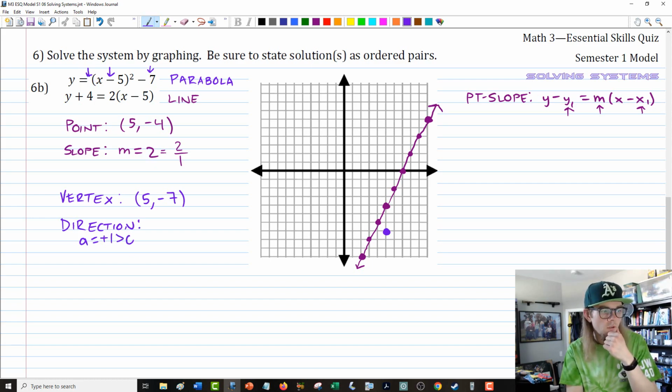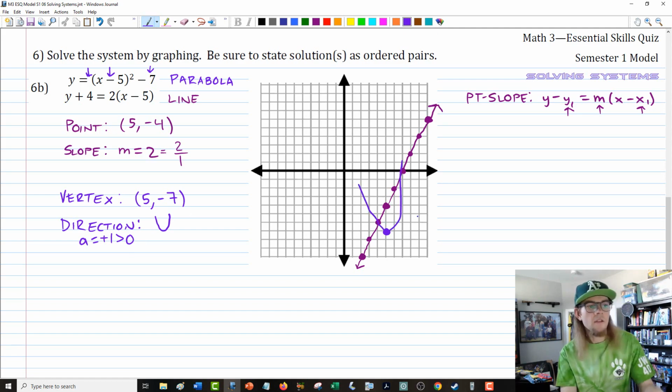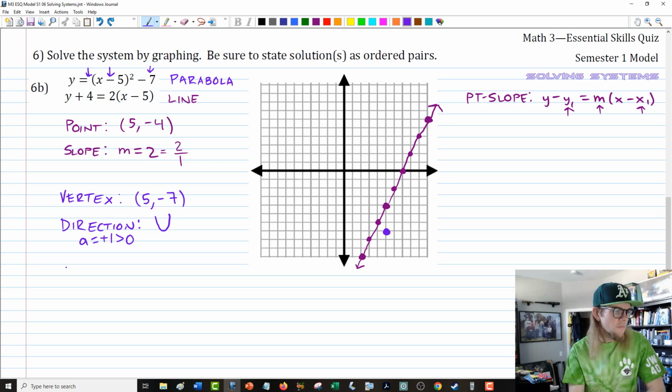And since 1 is greater than 0, this is going to be a happy or opening upward parabola. So we've got that piece. So we know it's going to look like that. We just don't know where exactly the intersections are going to happen. So to find those, we're going to create a quick little table of values. And I think if we're smart, we can use symmetry to our advantage here.